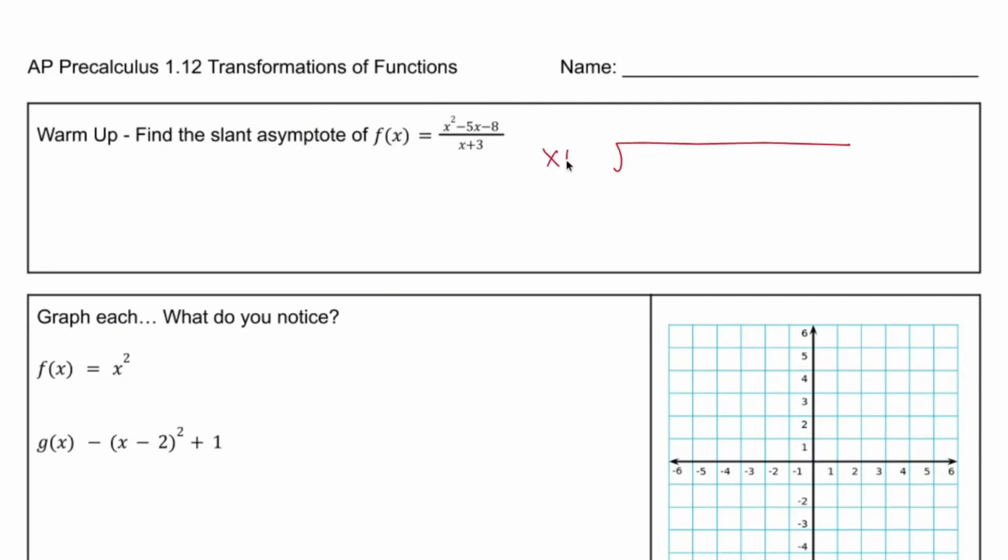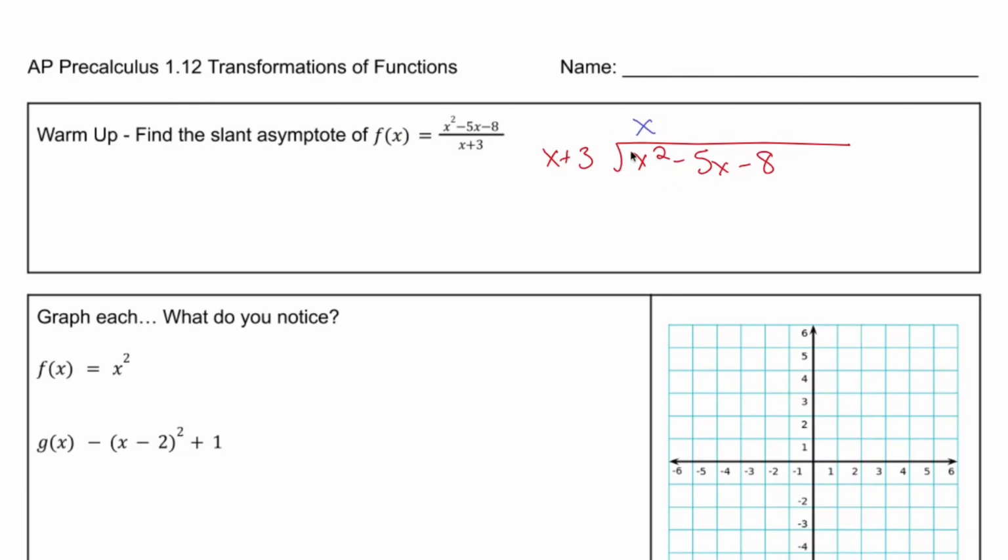We're going to take our factor x plus 3, and we're going to divide that into x squared minus 5x minus 8. All right, so it's a slant asymptote. We're looking for something in y equals mx plus b form. This will have a slant asymptote because the degree in the numerator is higher by 1 than the denominator, so all is well. X goes into x squared x times.